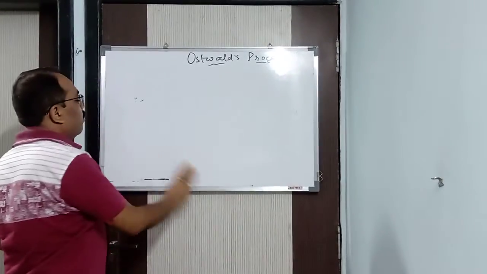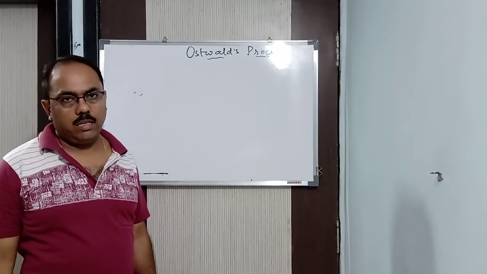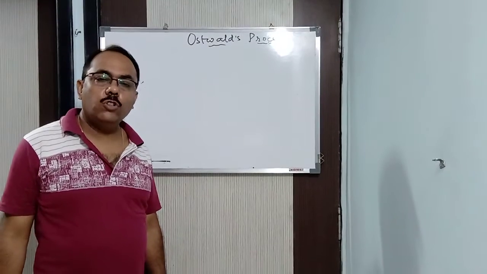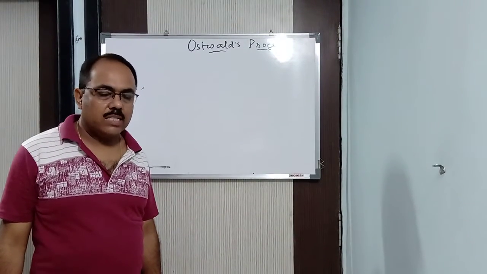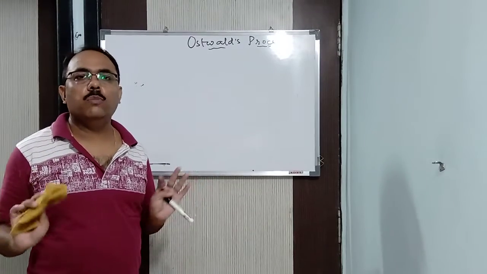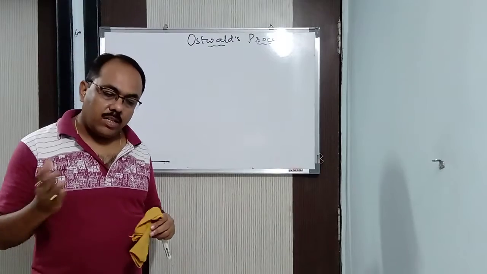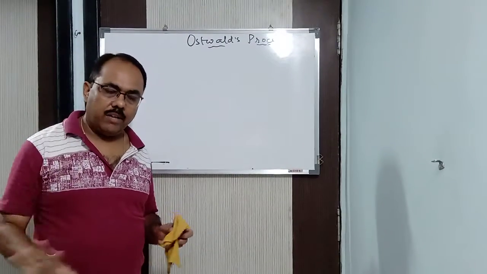We got it. Now you will say, sir, I want a concentrated nitric acid. So what do I have to do? What if I need a concentrated nitric acid? Very simple. Just boil this solution. Simply boil it, nothing else. On boiling, what will happen? Water is going to evaporate, leaving behind nitric acid.